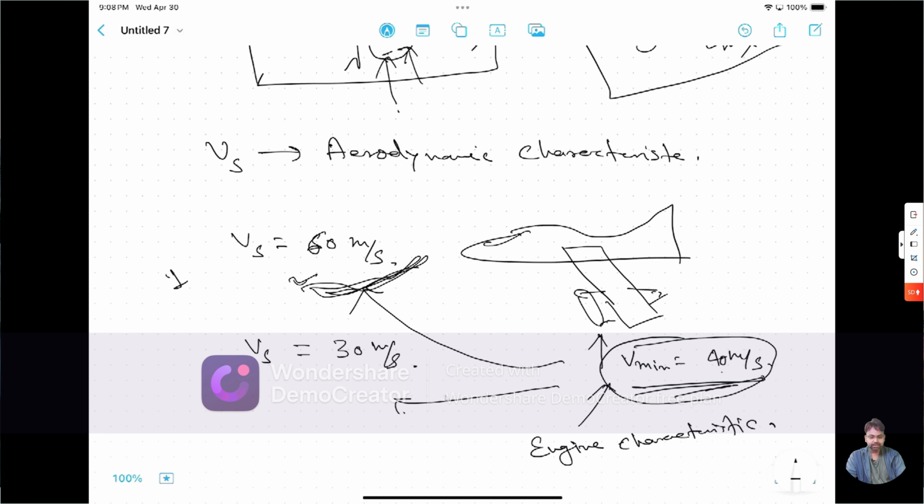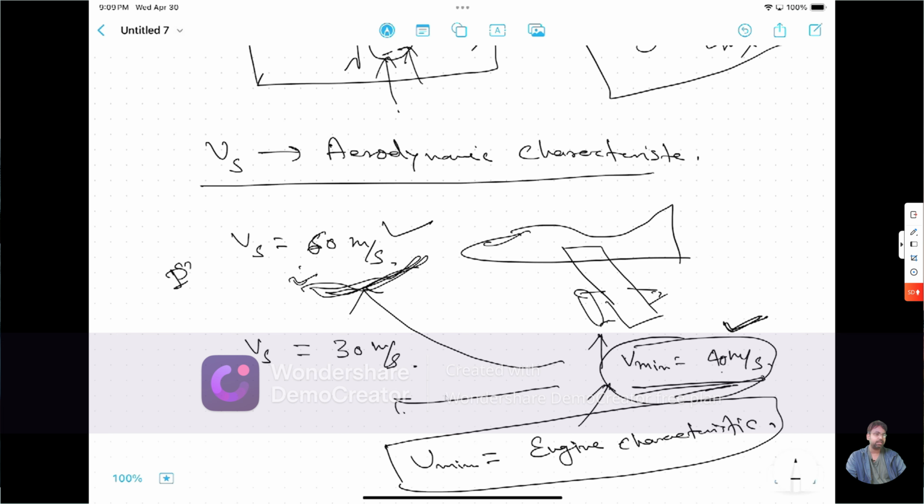So in the first case, the minimum velocity is the stalling velocity, and in the second case, the minimum velocity is the 40 meter per second that is produced by the engine. Is it clear? So you have to understand two things: the stalling velocity is the aerodynamic characteristic, and the minimum velocity of the aircraft is defined by the engine, so that's why it is the engine characteristic. So I hope you understand this, otherwise I'll make another video about it.